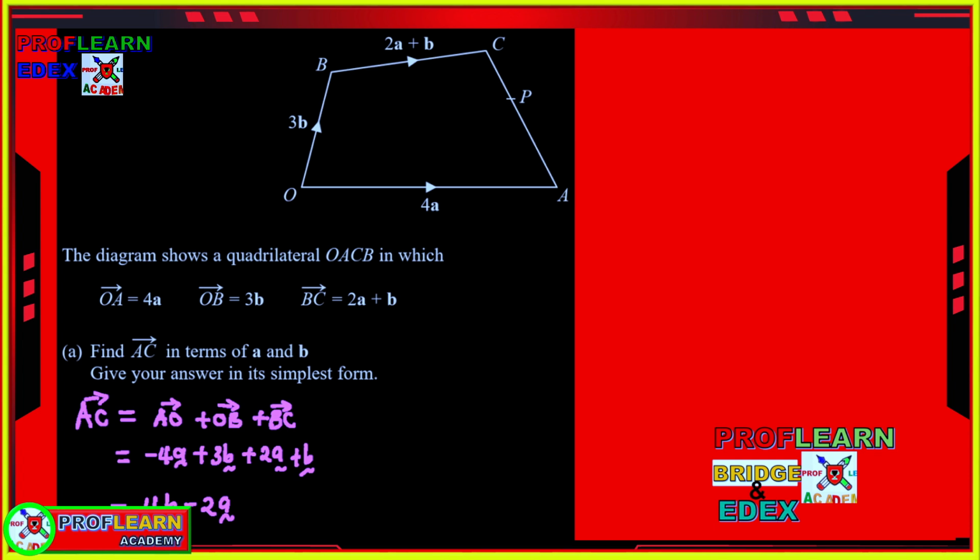Let's move to vectors, and under vectors here we are told the diagram shows a quadrilateral OACB in which OA is 4a, OB is 3b, BC is 2a plus b.